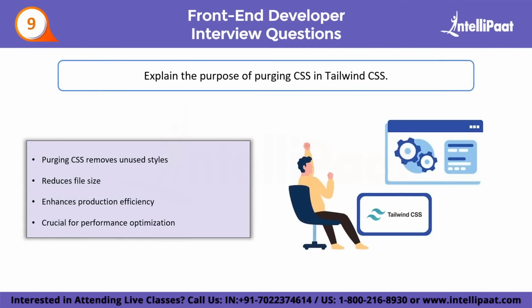Explain the purpose of purging CSS in Tailwind CSS. The answer to this question is, purging CSS is the process of removing unused styles from your final CSS file. This significantly reduces the file size, making it more efficient for production users. It's crucial for optimizing performance. Moving on to the next question.